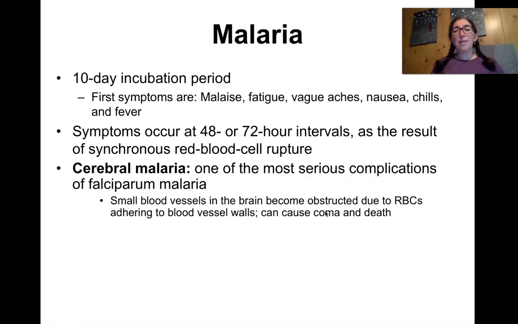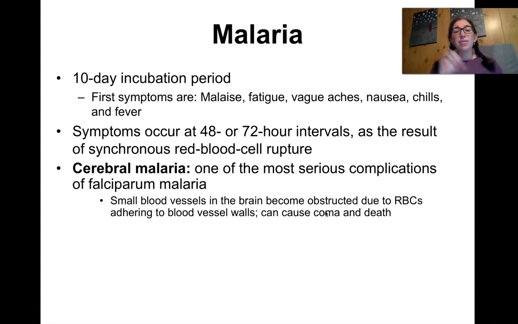So a little bit more about the clinical signs of malaria. There is an incubation period. It's relatively long, a 10-day incubation period. So from the time you get bit by the mosquito, it might be 10 days before you're feeling any symptoms. The first symptoms are prodromal, like you're tired, you're achy, you might be nauseous and have a fever and chills. But then it can progress and you start getting these fevers at regular intervals, like every 48 hours, or every 2 or 3 days.